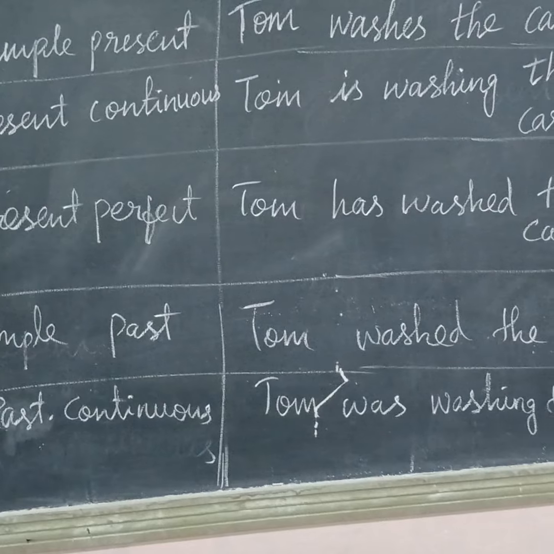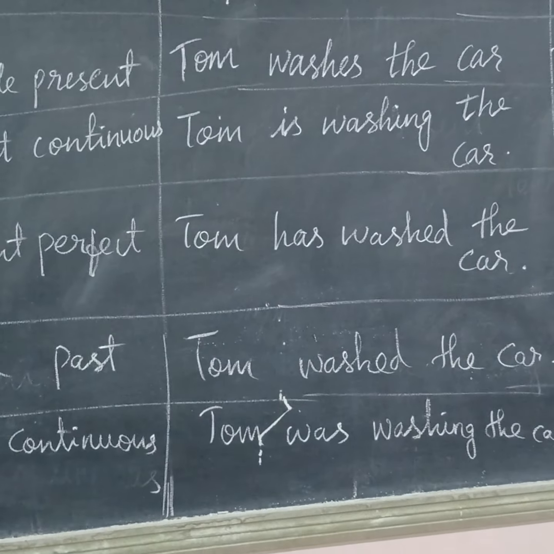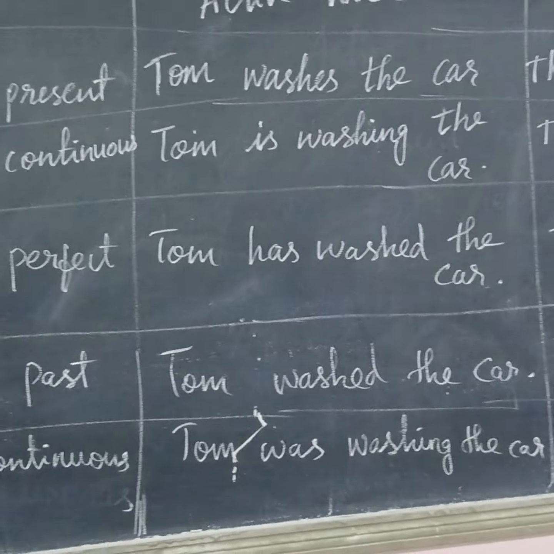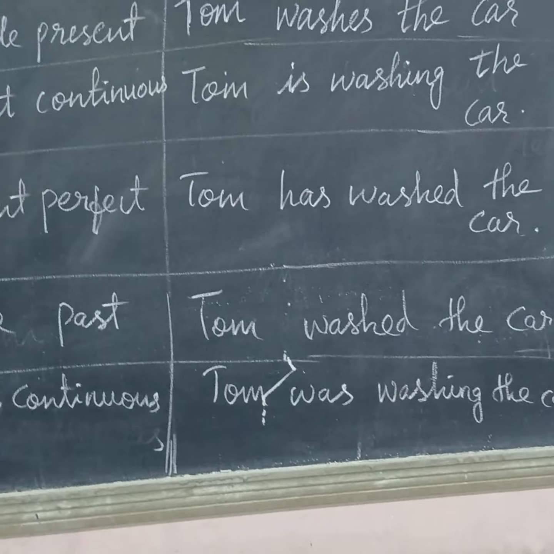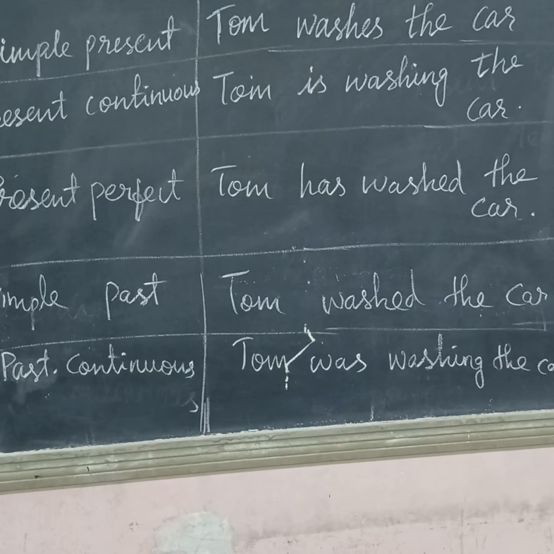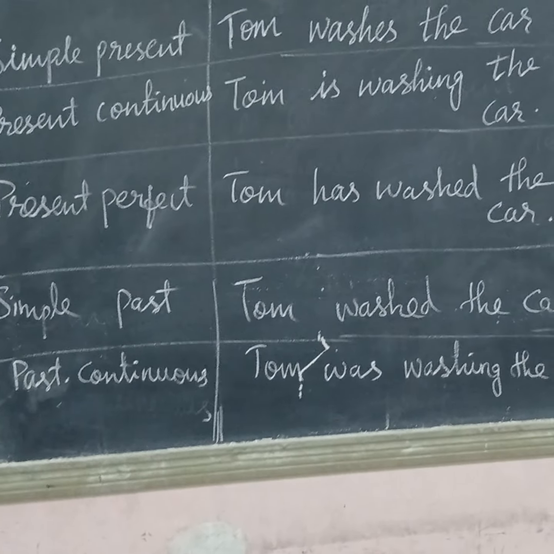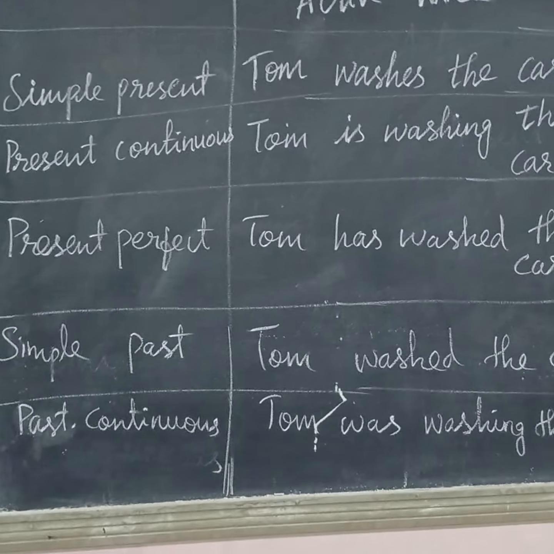Then simple past. How will you identify this is simple past? Tom washed the car. This is past tense. See the verb washed. So you have to immediately think about the auxiliary verb of the past tense when you change active voice into passive voice. Was and were. That's it. Was we have to put for a singular noun, were we have to put for a plural noun.